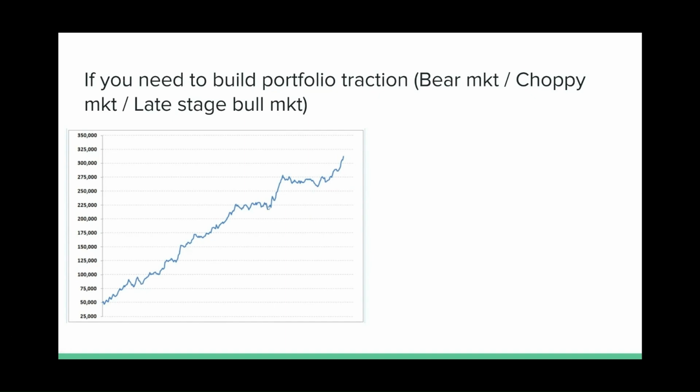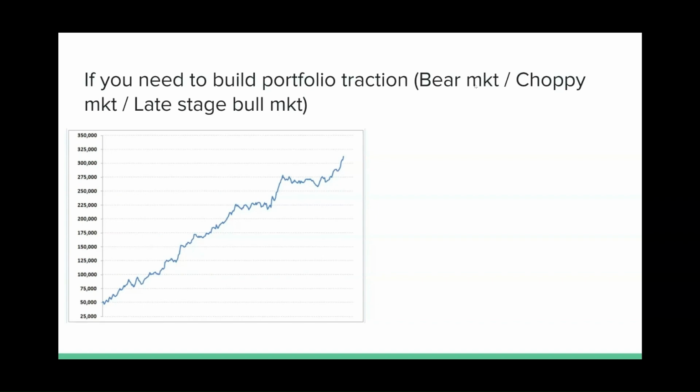or you're just going sideways and your account has no traction, look at these long periods where the account just goes sideways, you're not getting any traction. Say you're down on the month, you're down on the quarter, you're down on the year, your account's not moving anywhere. Those are times when you want to be swing trading and quickly booking those profits and racking up gains as opposed to position trading. So usually your portfolio is not going to get traction if you're in a bear market or a choppy market or a late stage bull market.